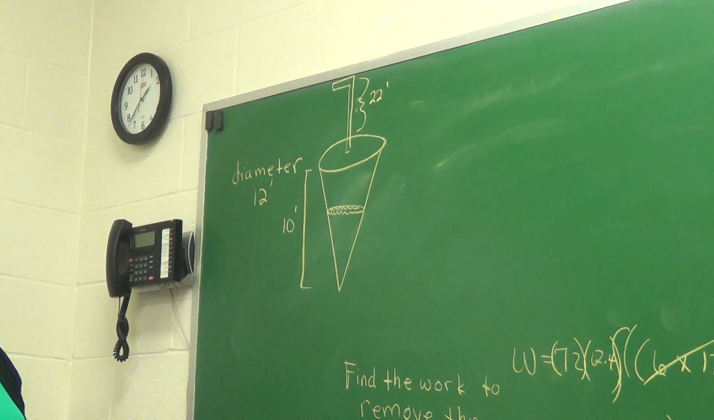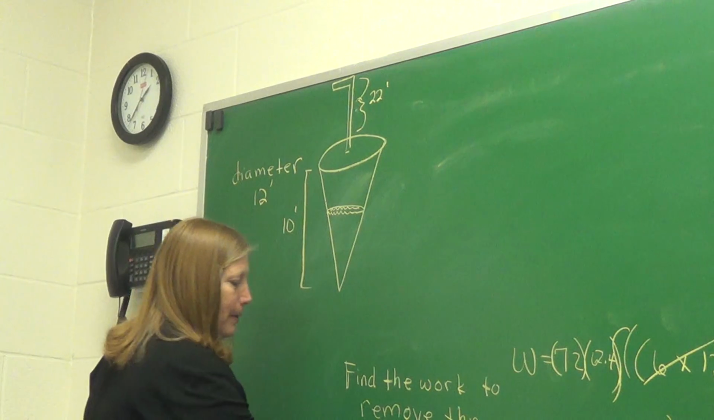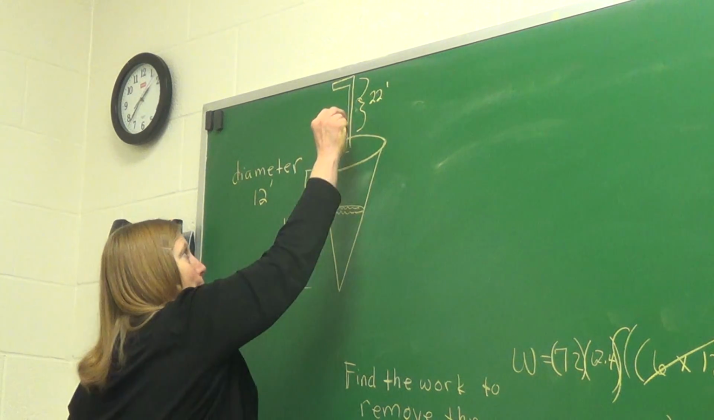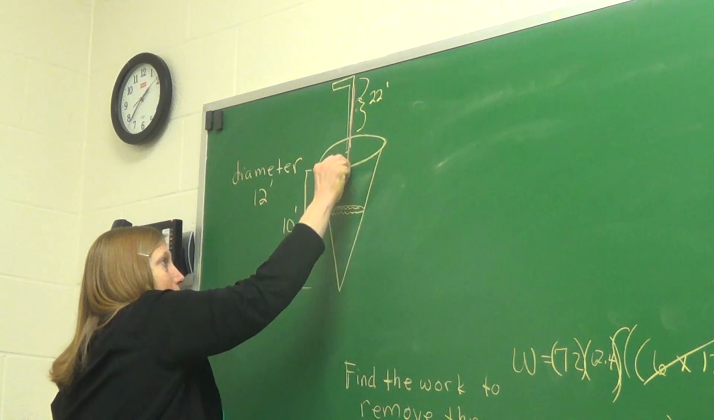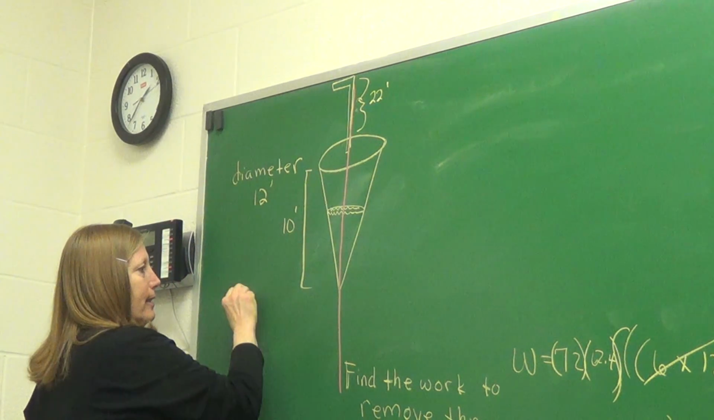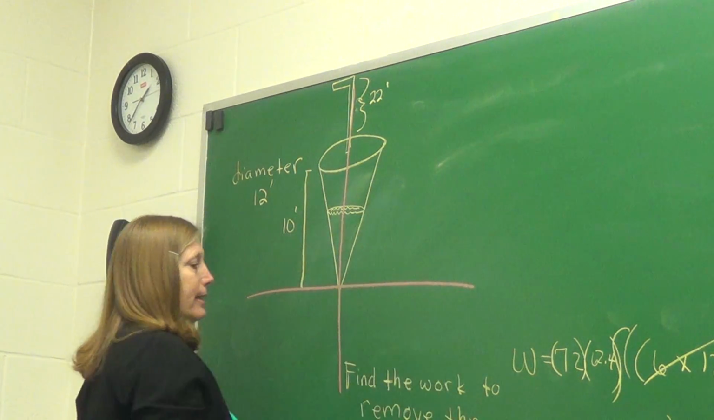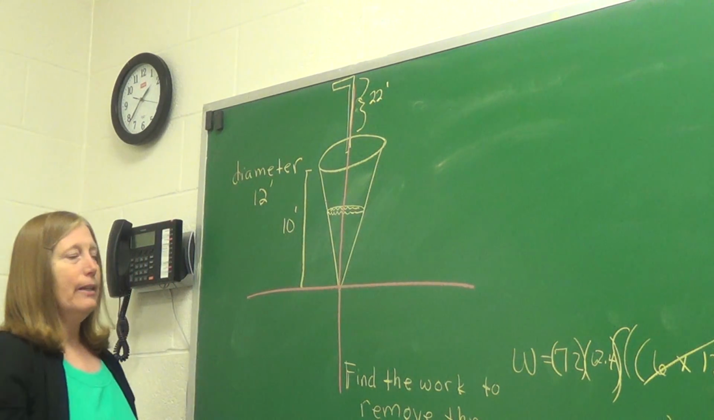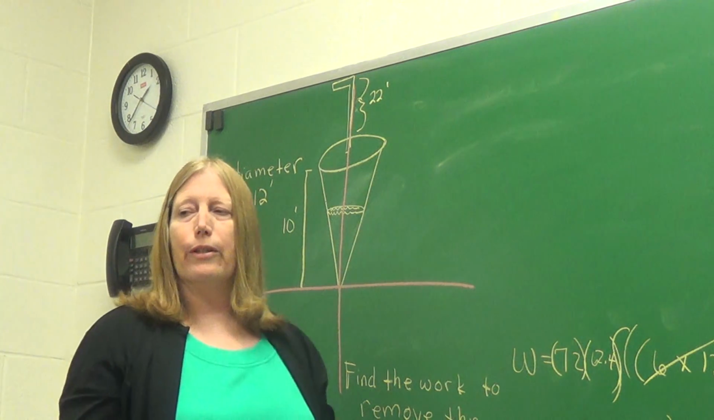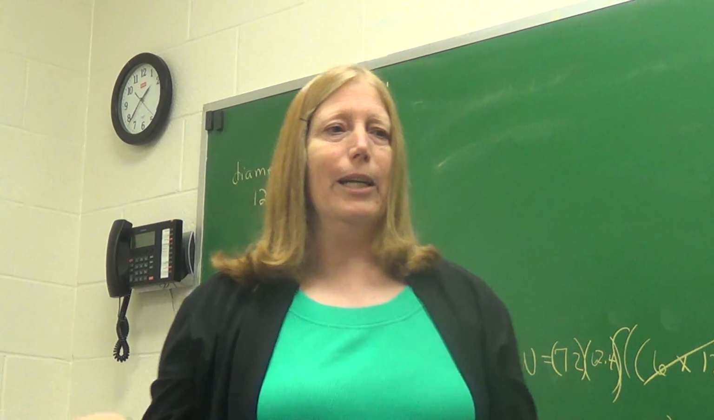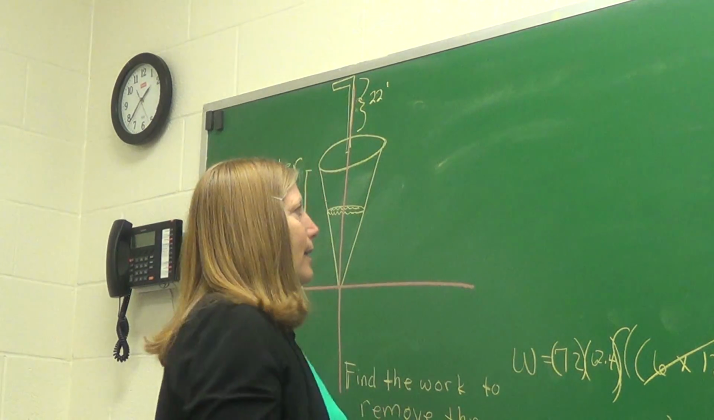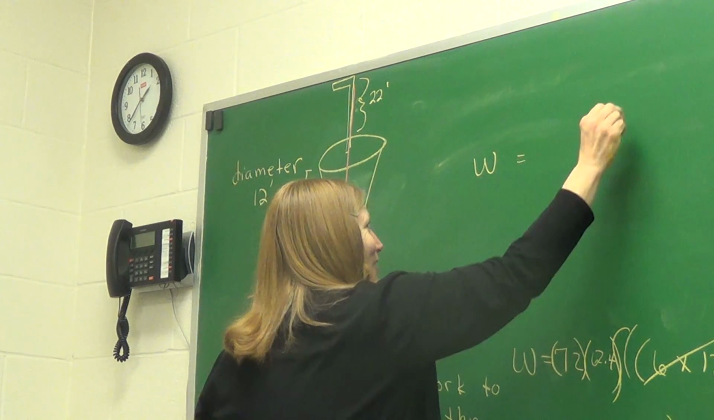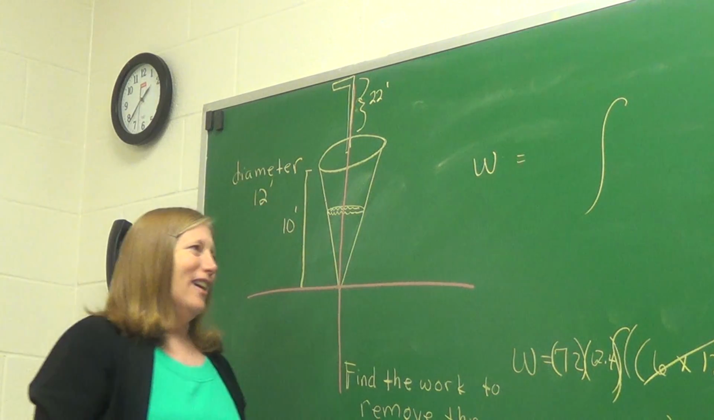All right, so to begin the problem, establish your X and Y axis. We're going to cut this cone right in half with our Y axis. And here's our X axis. We're going to have this be water again. If I give you another fluid like oil or gas or diesel, I have to give you the weight density as well. So we're going to start with work equals the integral of.